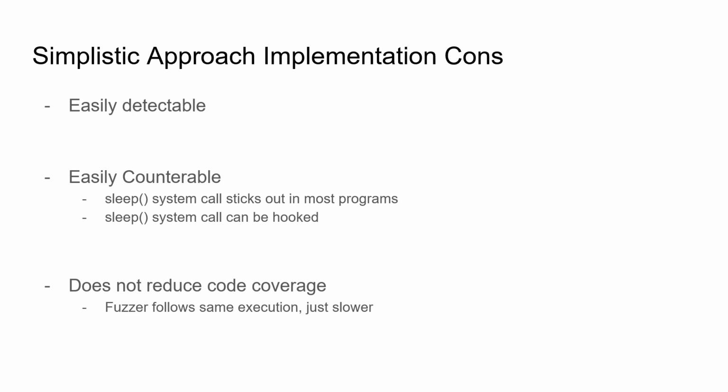It also does not reduce code coverage. The fuzzer follows the same execution, it just follows it in a slower manner. So once it's out of that sleep loop, it'll continue fuzzing as normal. The inputs will be the same, the mutated inputs will be the same, and it'll hit the same code blocks as if fuzzing was not occurring, just at a slower rate.